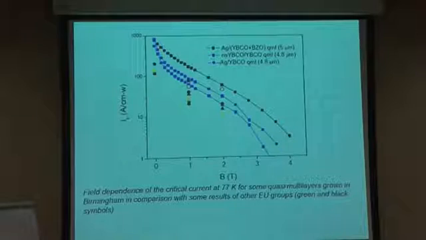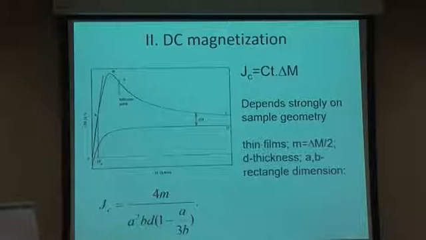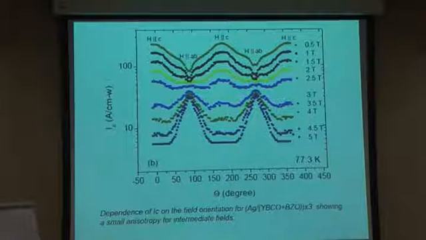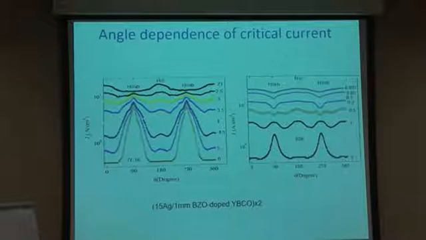Now let's go back. You see here what are actually the values of critical current density: 10 to the 4, 10 to the 3, and so on.